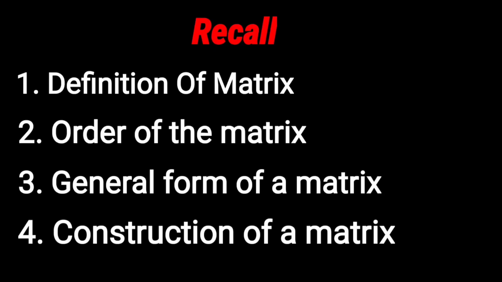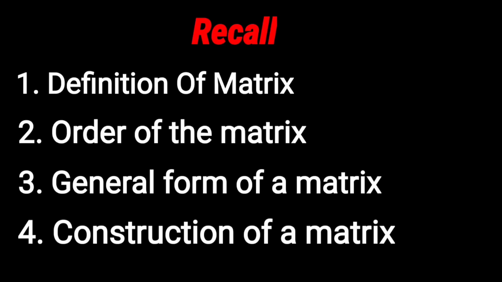What's the order of a matrix? The number of rows and number of columns in a matrix is known as the order of a matrix. How many rows and how many columns there are is represented by the order of a matrix. It is written as 2 by 3 or 3 by 2, meaning 2 rows and 3 columns, or 3 rows and 2 columns. And the numbers in the matrix are known as elements or entries of the matrix.